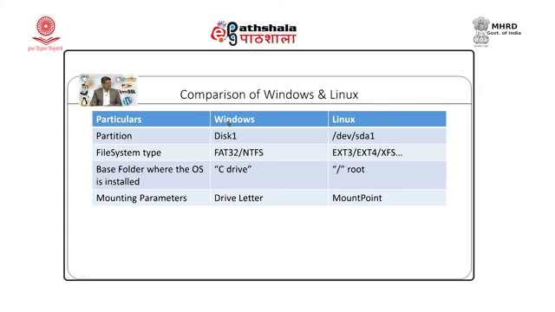Now, in Windows, the partitions are given by drive names like C drive, D drive, etc., whereas in Linux the partitioning is given by the slash sign. Slash means it is the root partition. As we have C drive, similarly in Linux there is a slash partition which indicates the root. Again, the file systems change. In Windows there is FAT32 or NTFS file system, whereas Linux uses some other kind of file system.